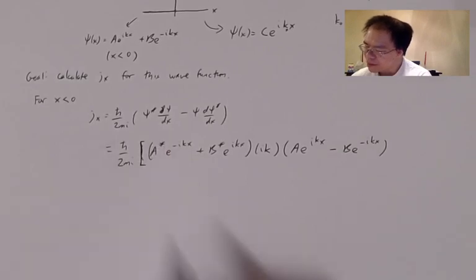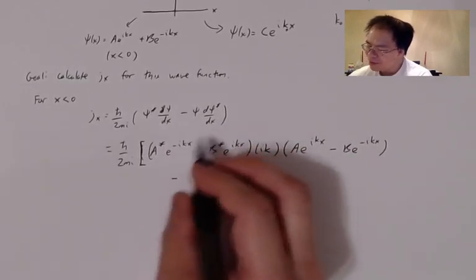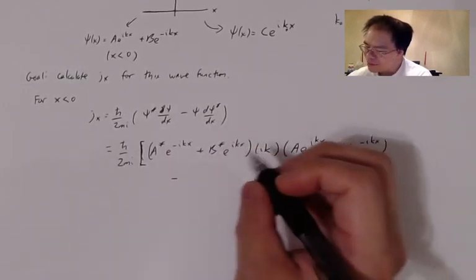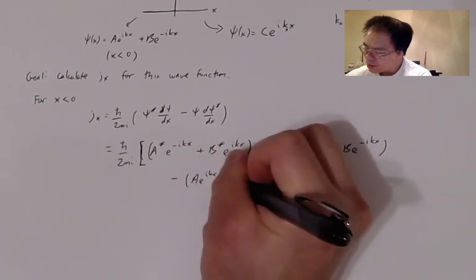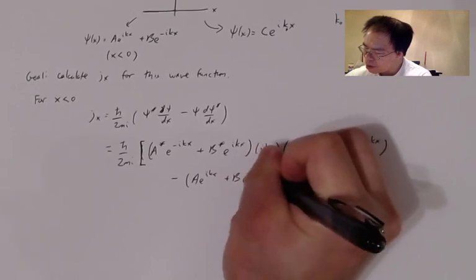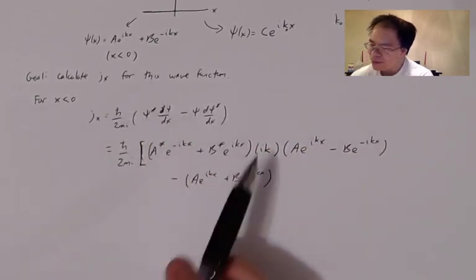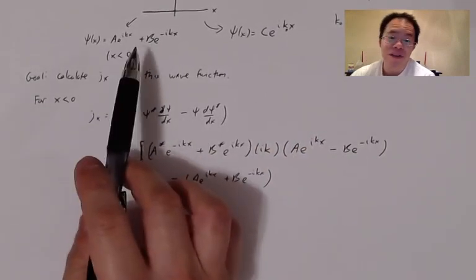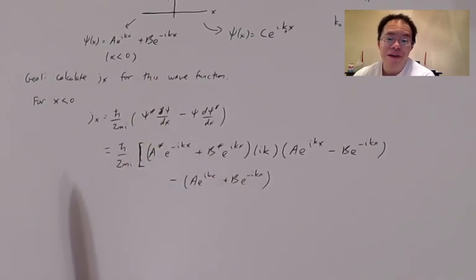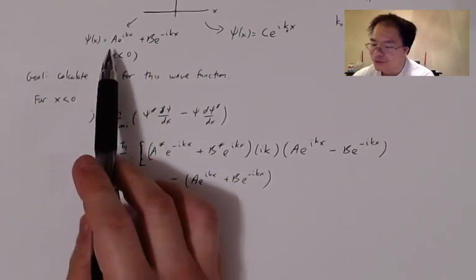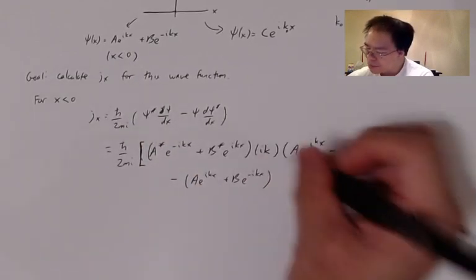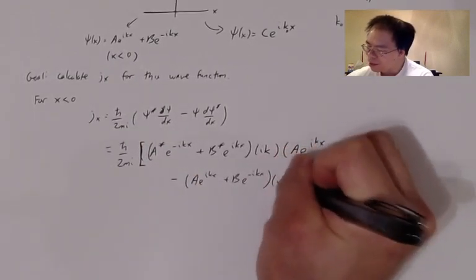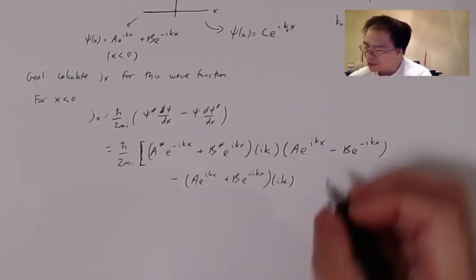Okay. Now I need to subtract this other term. So I have psi, so a e to the ikx plus b e to the minus ikx. I now need to take the derivative of the complex conjugate of this. So this is where I need to be a little careful because it's a star e to the minus ik, etc. But I'll do the same trick of pulling out an ik. And then now let's be careful.